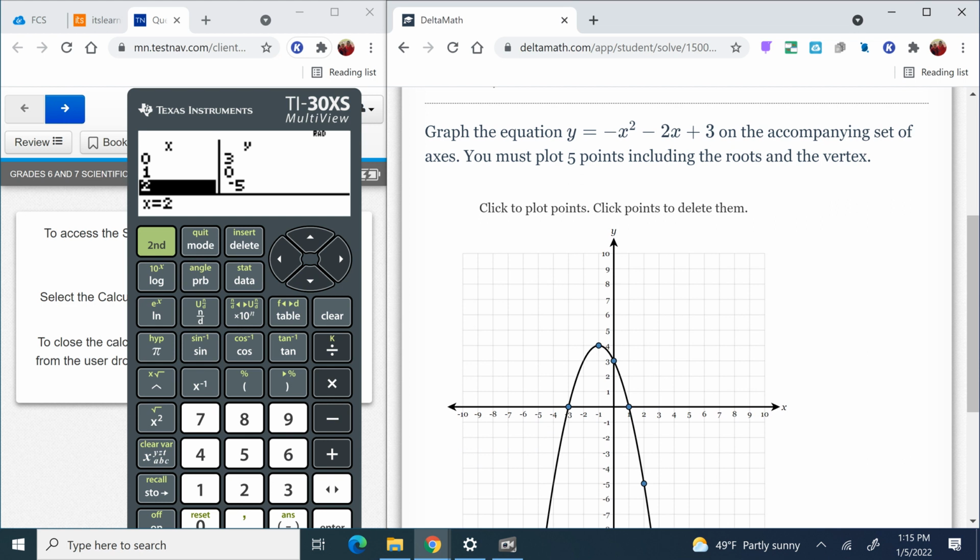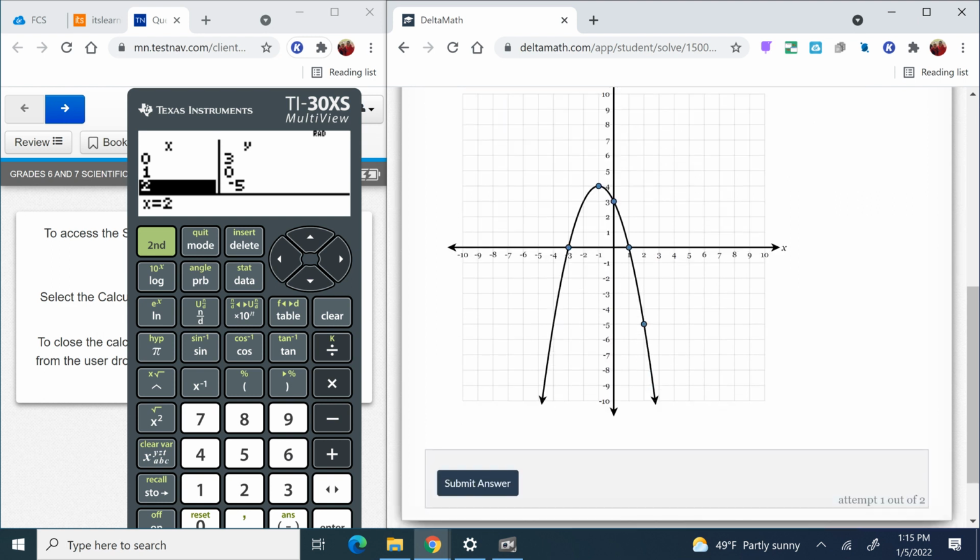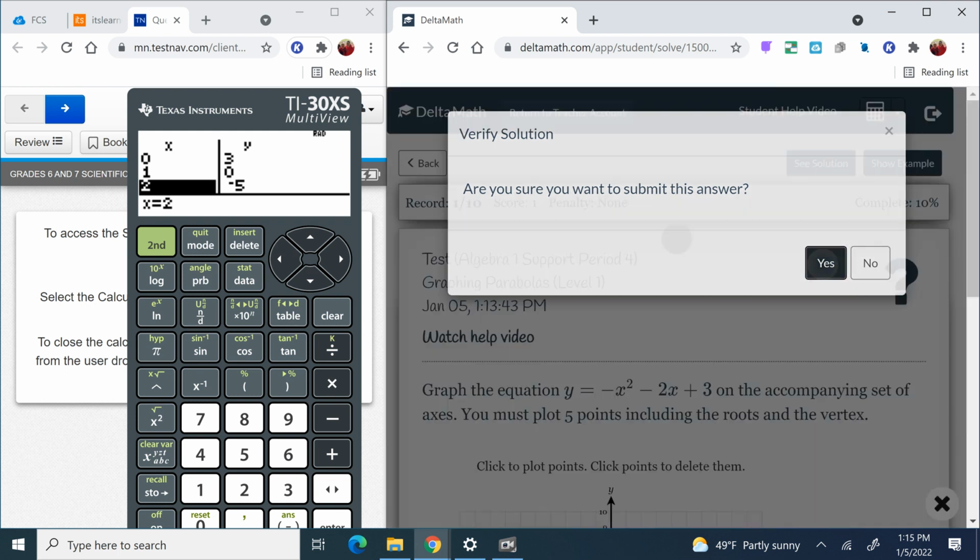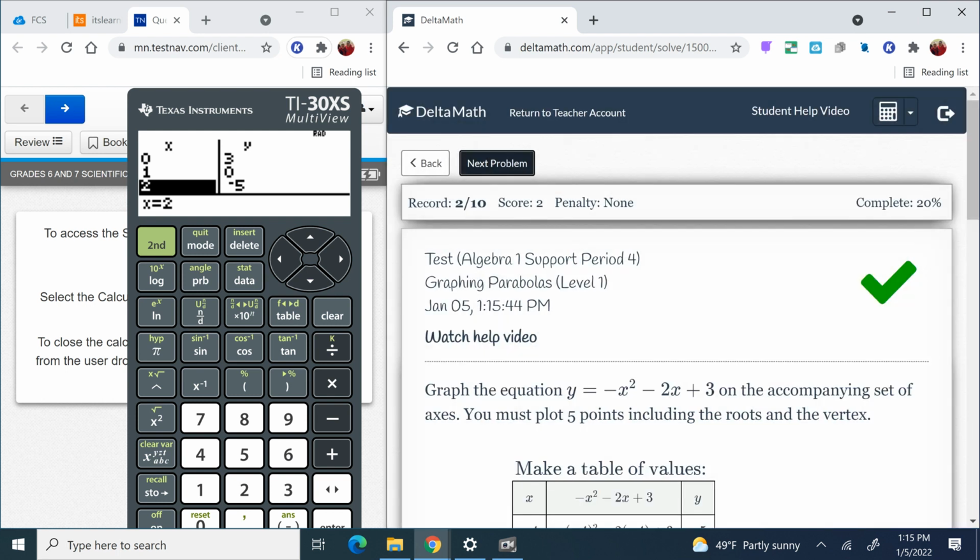And because I have 5 points, it automatically generates the graph. So guys, you have to have 5 points for it to automatically generate the graph. And we can check ourselves by submitting. So yes, you want to submit this answer.